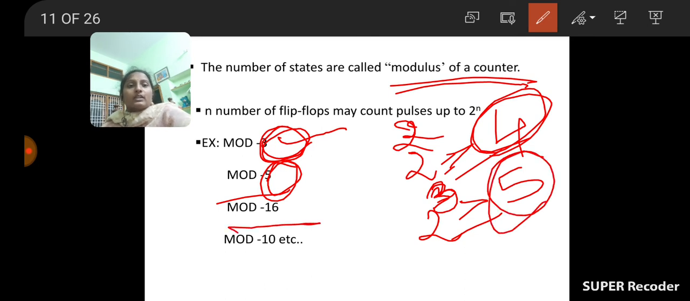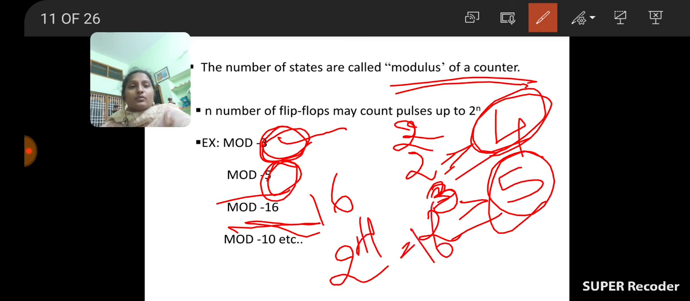So next one is mod 16. Now the circuit is able to count 16 states, so that 2 to the power of 4 is equal to 16. So here, how many flip-flops are used in mod 16? 4 flip-flops. How many states are we getting here? 16 states. Okay. And the last one is mod 10.